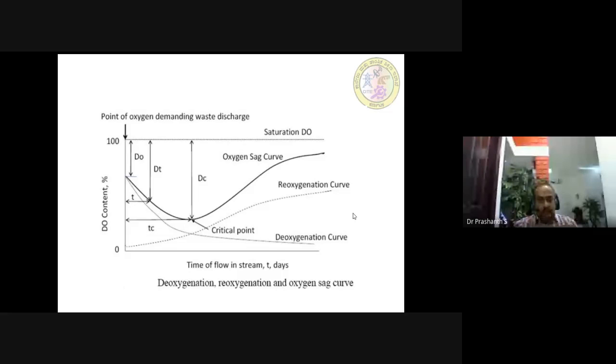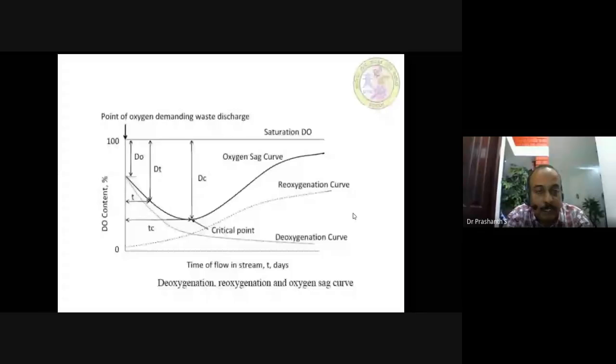See here, this is the point of oxygen-demanding waste discharge. An arrow mark you can see here. At this point we have discharged the waste to a river.